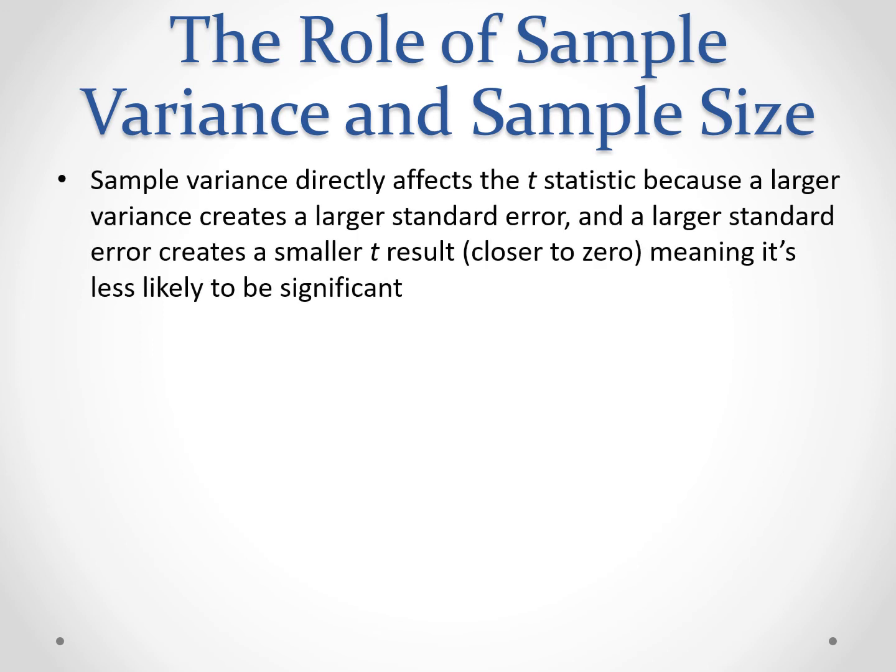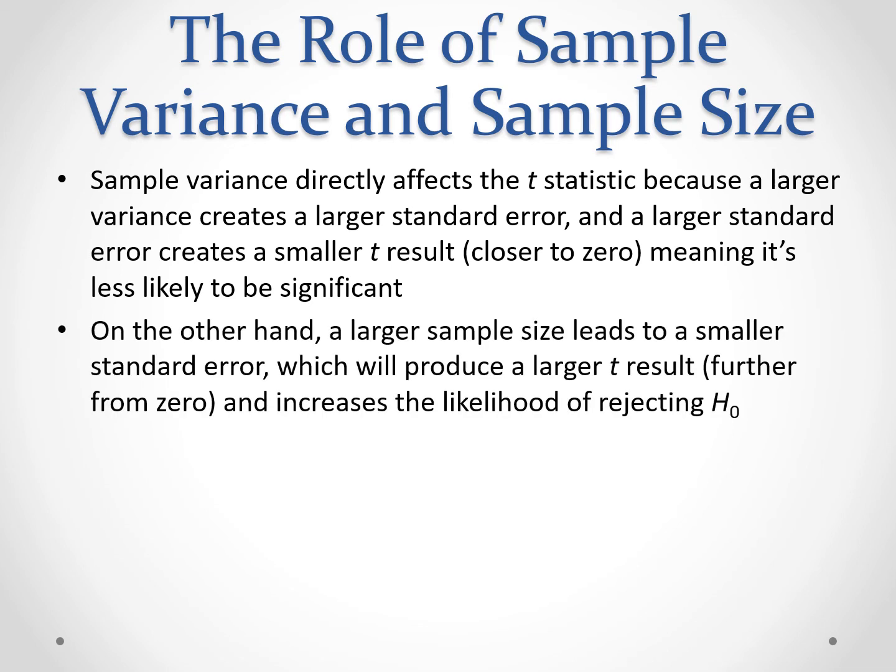Now, sample variance and sample size are really important for the independent measures t-test. They both directly affect the t-statistic. Because if I have more variance, then I get a larger standard error. So that means that I get a smaller t-result. And so it's less likely to be significant. A larger sample size, on the other hand, gives me a smaller standard error, and I would get a larger t-result. So I have more of a chance of rejecting the null hypothesis. So less variance and a larger sample size are better for getting a bigger t-result.